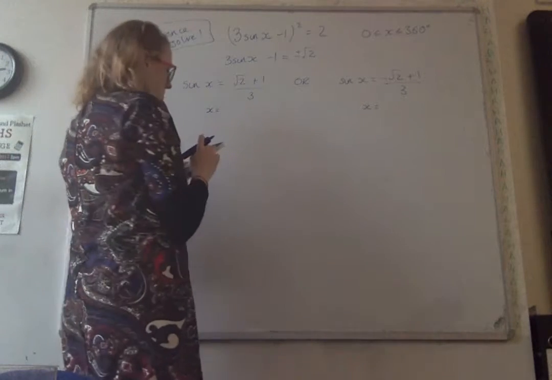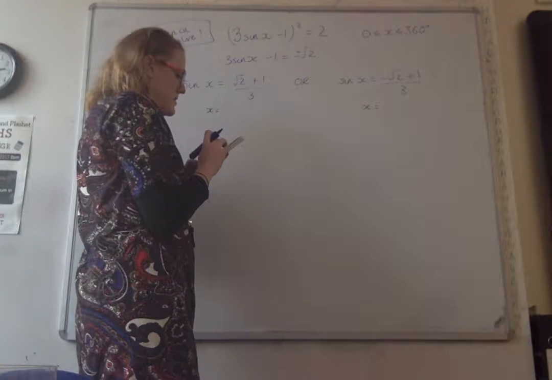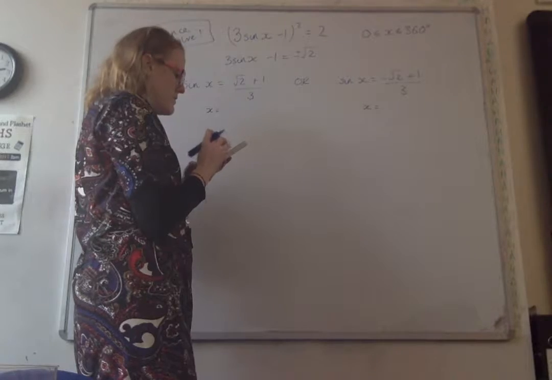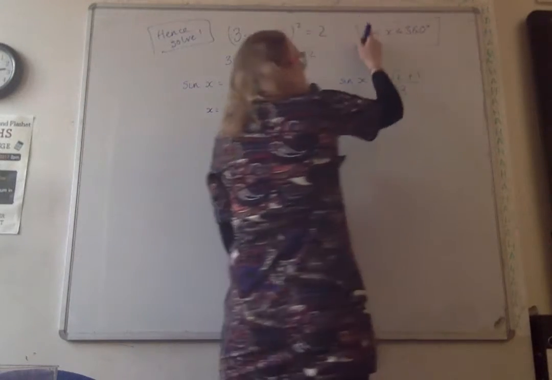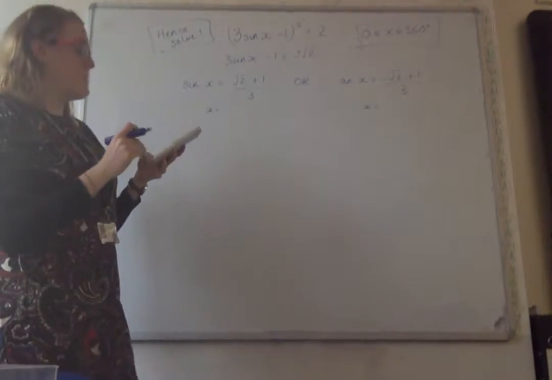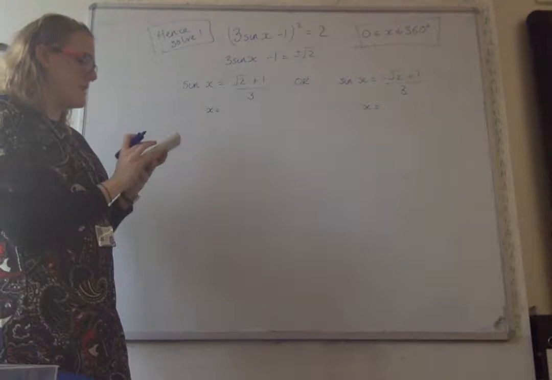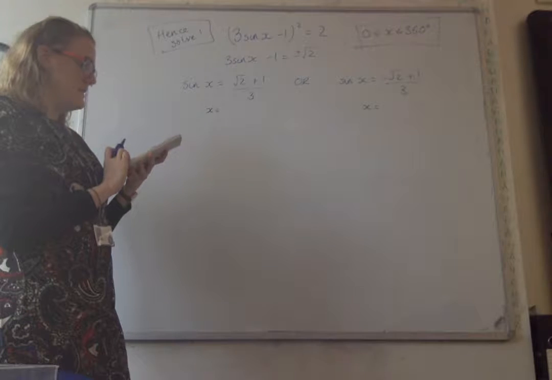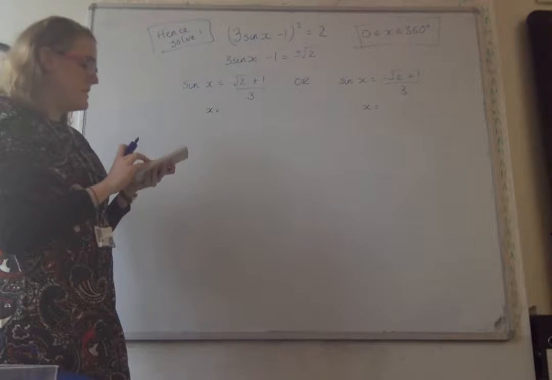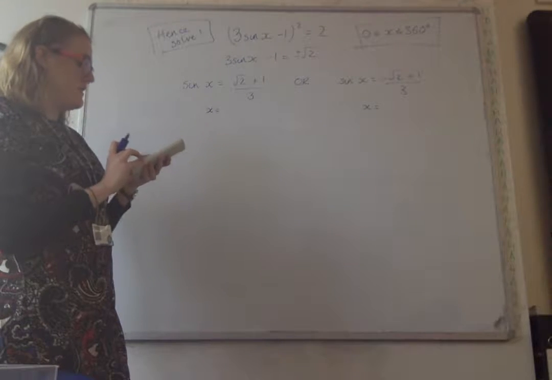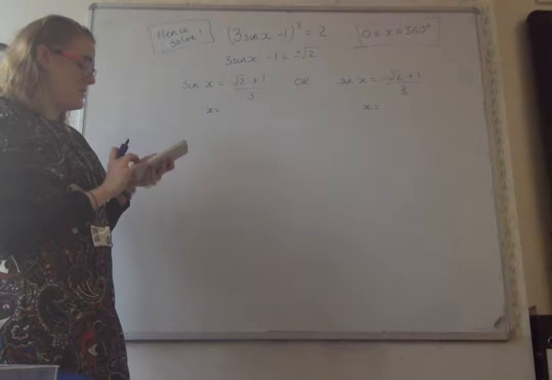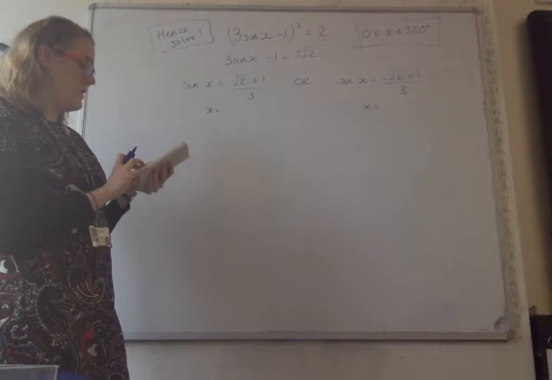is, I'm in radians, so I want to put that out first. Worth checking, because our domain of values is between 0 and 360 degrees. That means I know it needs to be in degrees. So I'm going to try again, putting it in degrees. So I get sine inverse of root 2 plus 1 over 3.